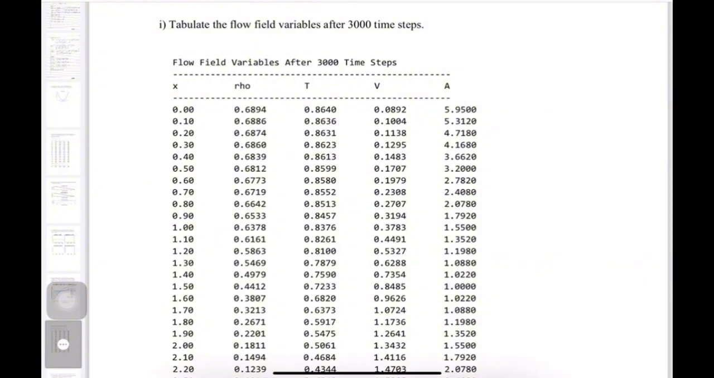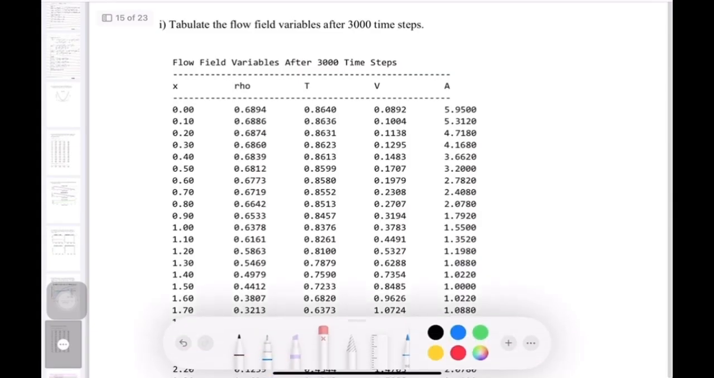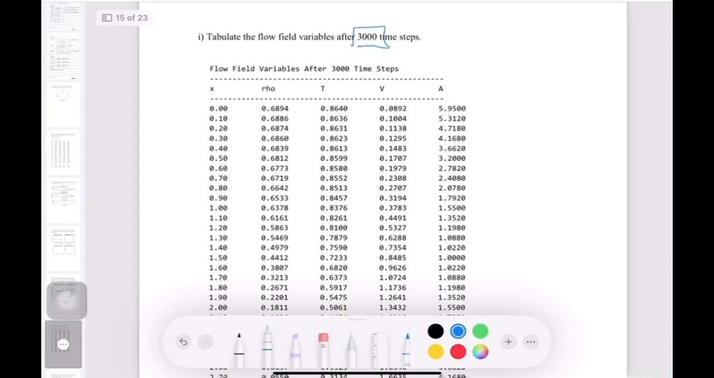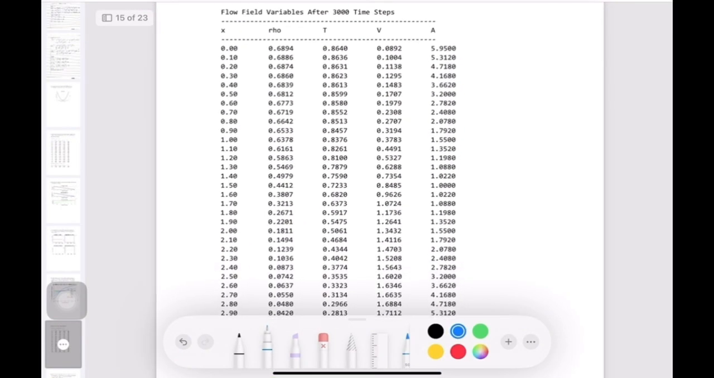Okay, question I. Tabulate the flow field variables after 3000 time steps. Okay, this is the table for 3000 time steps.